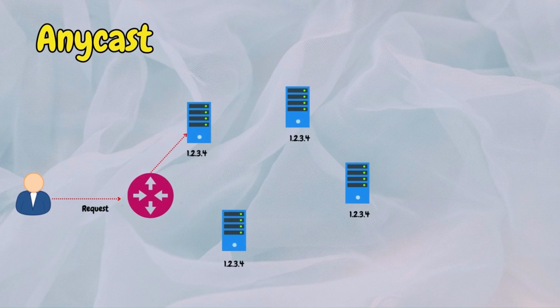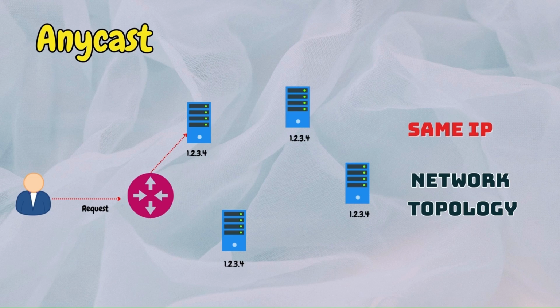Anycast routing is a network addressing and routing technique that directs data packets to the nearest or best performing node among a group of servers that share the same IP address. With Anycast, multiple proxy servers advertise the same IP address, and routers automatically route traffic to the nearest server based on network topology, minimizing latency and improving reliability.